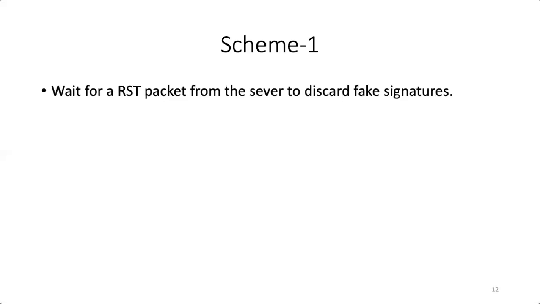Scheme 1. In this scheme, the load balancer will also learn reset packets coming from the servers and will discard fake connection states accordingly. These reset packets are sent from the servers after a half-open connection has timed out.